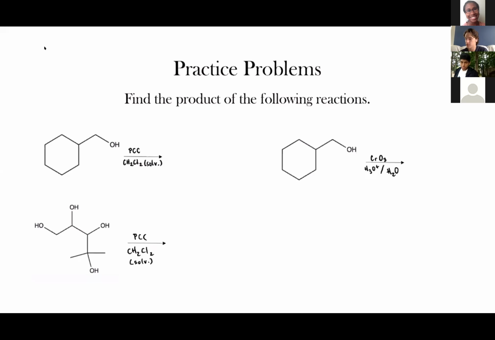Okay, let's take a look at the first one. Is this a primary, secondary, or tertiary alcohol? Primary, good. And is PCC a strong or weak oxidant? Weak, good. So our product should be what? Which does this alcohol turn into? An aldehyde. Good.